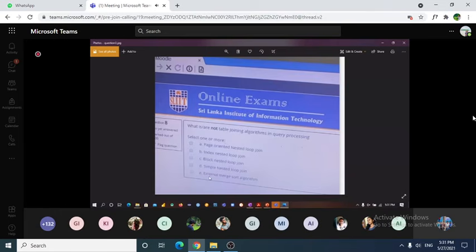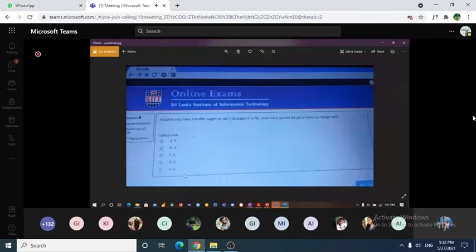And then if you see this question: assume you have 9 buffer pages to sort a file, and how many passes do we get in external merge sort. So here the difference is you have 9 buffer pages. I will show that as well. There you can identify the logic I told. The question is you have 9 buffer pages and there are 120 pages. They're asking the number of passes.